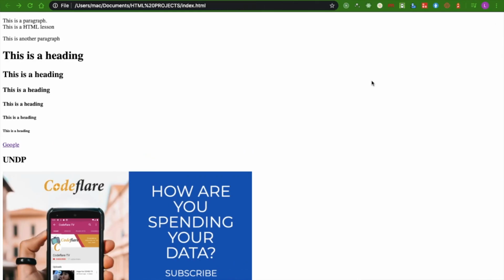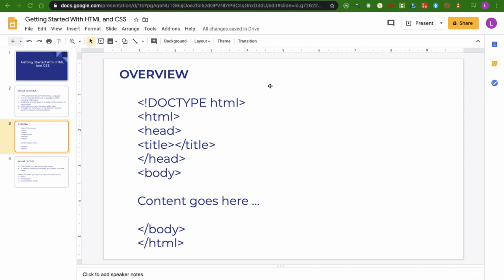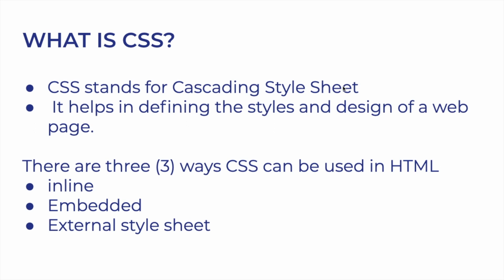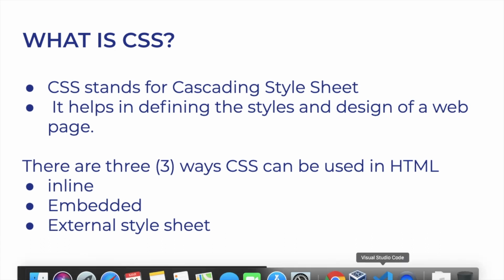So let's move over to CSS and see what CSS is about. CSS stands for Cascading Style Sheet. What it does is that it helps in defining the styles and design of a web page. Now there are three ways CSS can be used as regards HTML. The first is inline. We're going to do the demonstration. You can use embedded, and then we can use an external style sheet as well. So we're going to do these three examples and see how it works out for us.